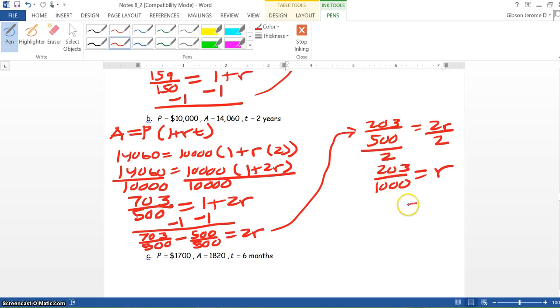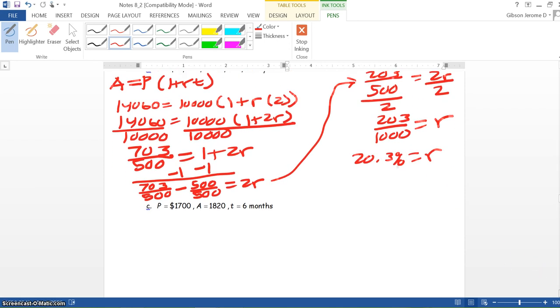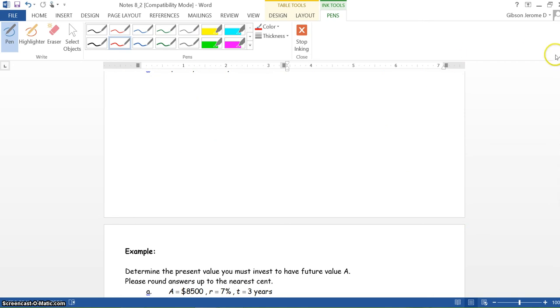So now we need to put this in our calculator. We need to take 203 divided by 1,000. That would give us approximately 20.3%. Rewrite that. So we will have 20.3%. That would be our rate of return, or the rate, I should say.